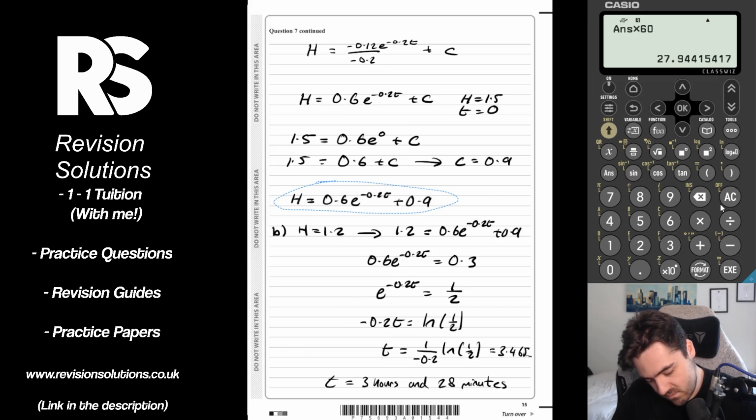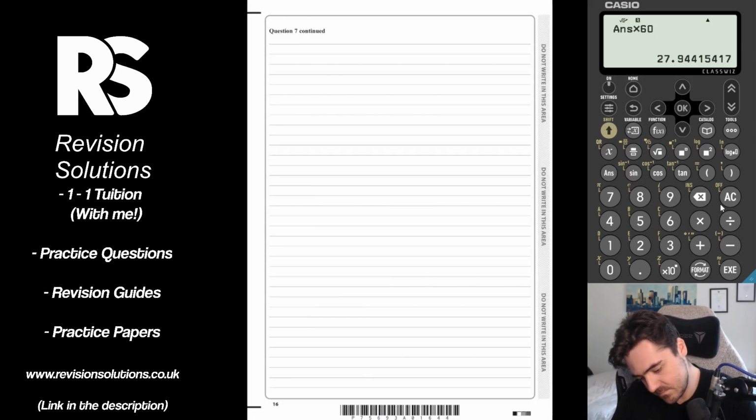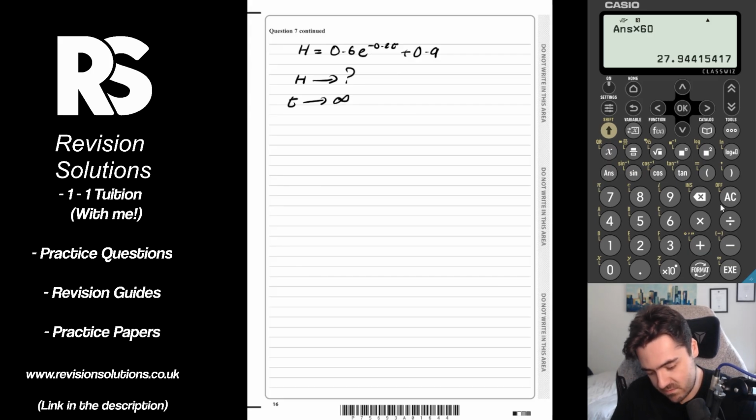let's just copy this over to the next page one more time. So we want to understand, what does h tend towards as t tends towards infinity? Well, the only bit that's dependent on t is this exponential here, and a negative exponential tends towards 0. So e to the minus 0.2t tends towards 0. So therefore, h is going to tend towards 0.6 times 0 plus 0.9.